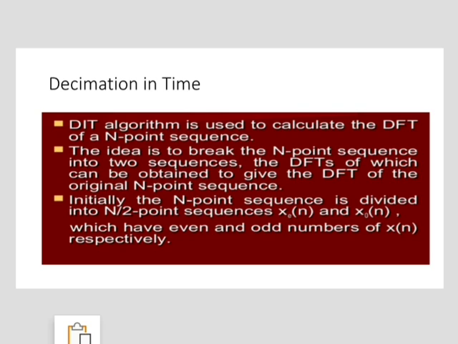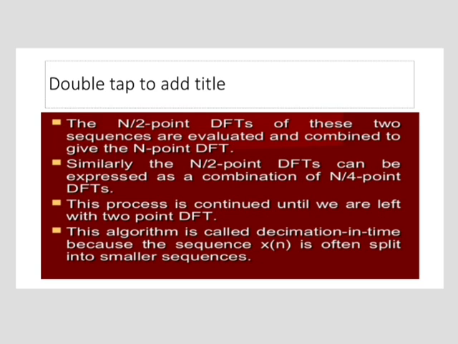Initially, the n-point sequence is divided into n by 2 point sequences, that is xe of n and xo of n, which have the even and odd numbered samples of x of n respectively. That means first there is an n point sequence, then we divide this sequence into two n by 2 point sequences, one is the even and the second one is the odd. The n by 2 point DFTs of these two sequences are evaluated and combined to give the n point DFT.